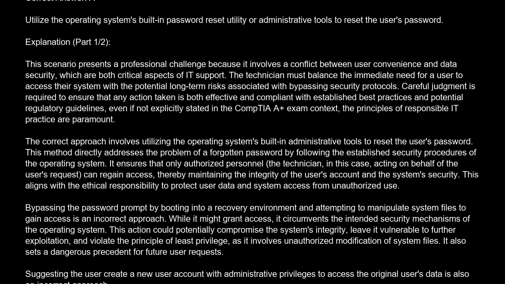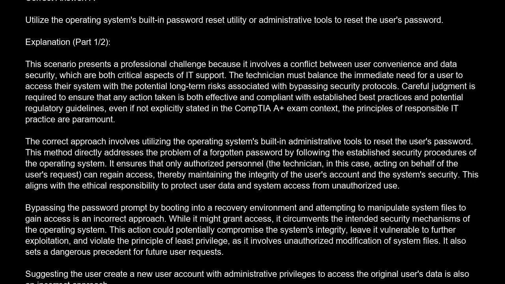The correct approach involves utilizing the operating system's built-in administrative tools to reset the user's password. This method directly addresses the problem of a forgotten password by following the established security procedures of the operating system. It ensures that only authorized personnel, the technician in this case, acting on behalf of the user's request, can regain access, thereby maintaining the integrity of the user's account and the system's security. This aligns with the ethical responsibility to protect user data and system access from unauthorized use.